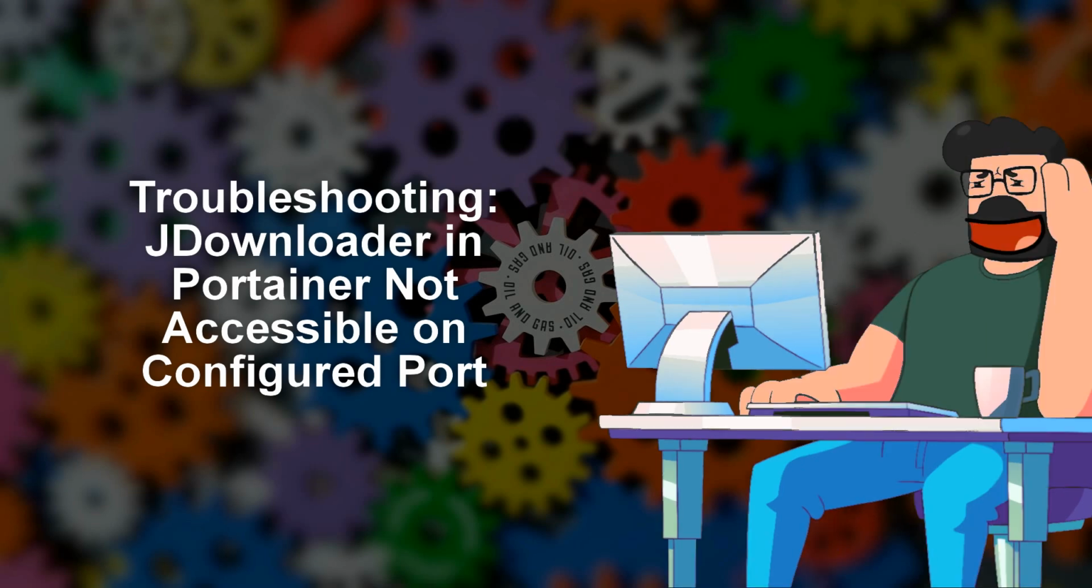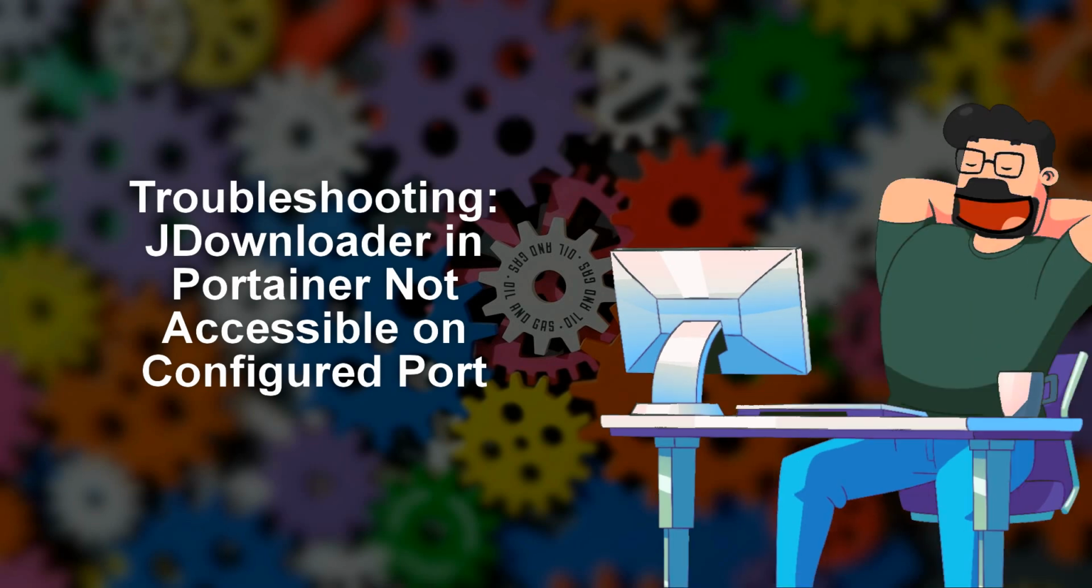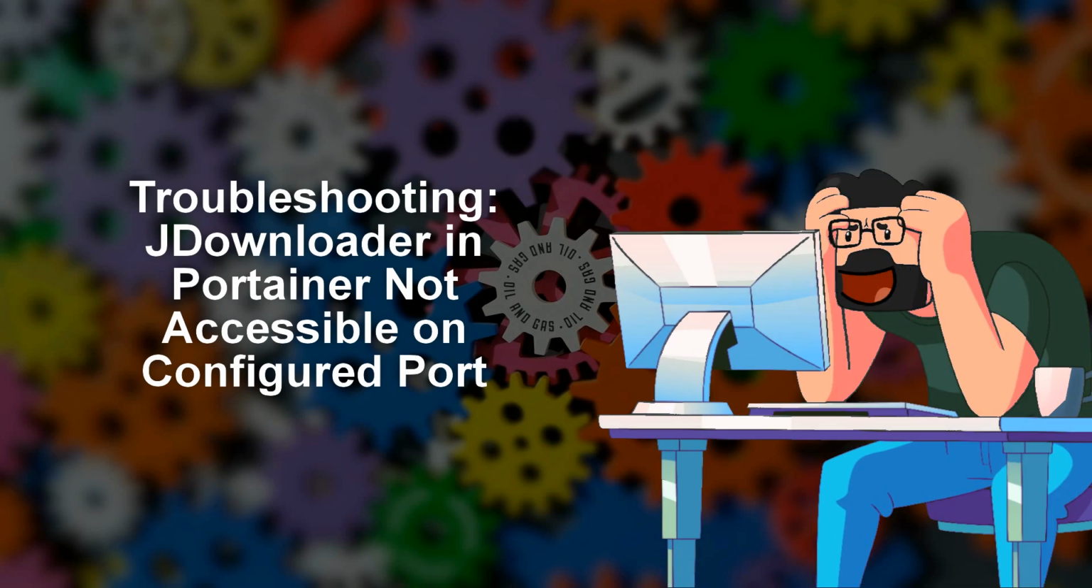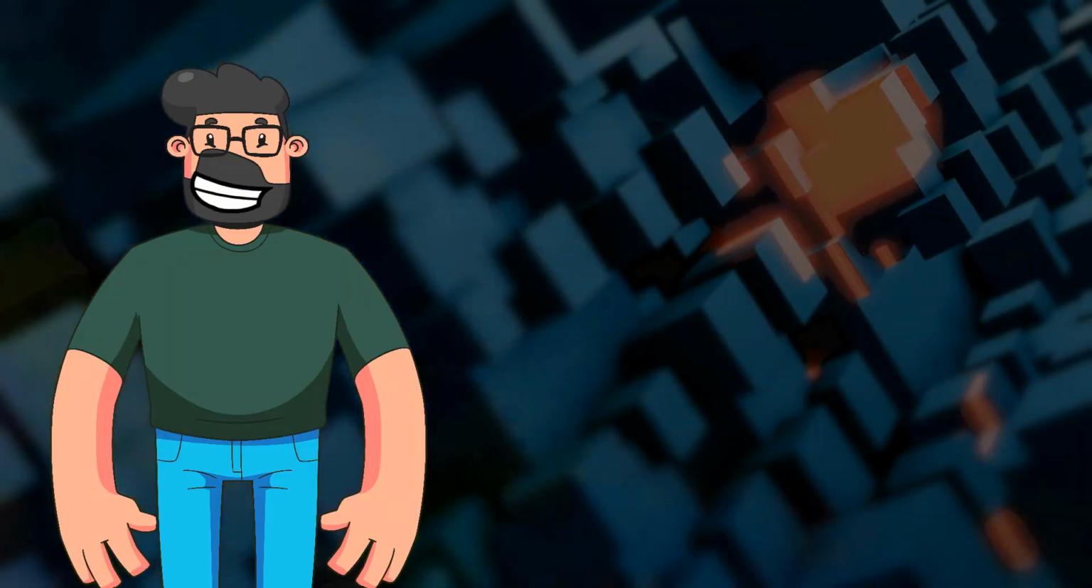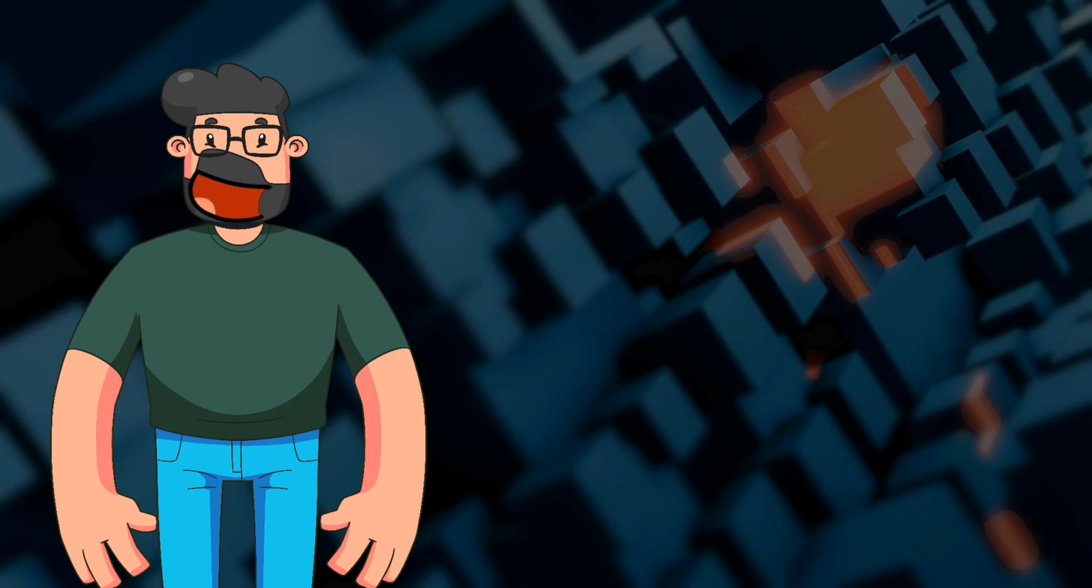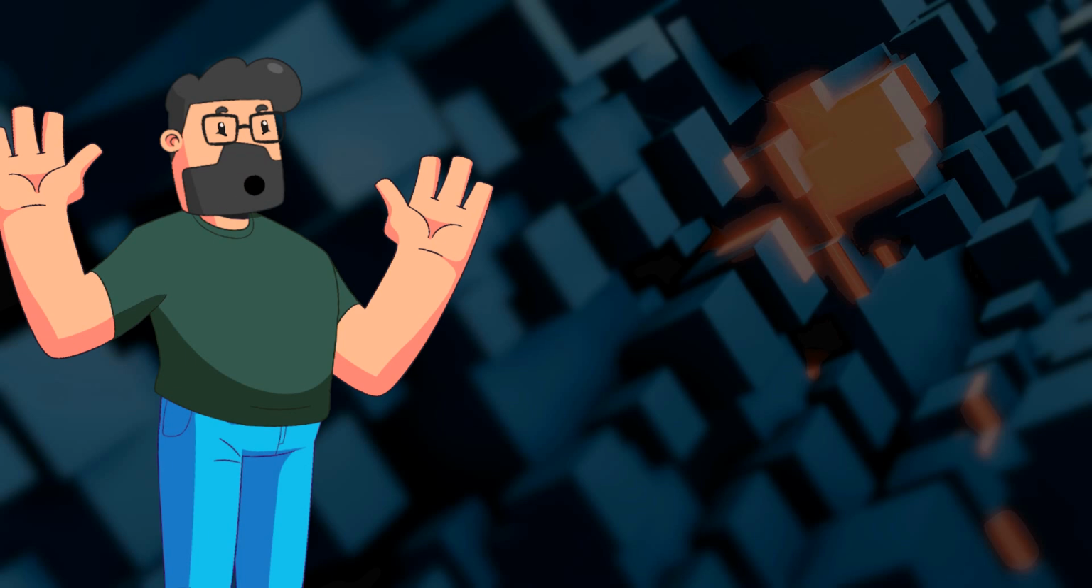By making this small adjustment, the container was up and running without any issues, allowing access via the browser on the specified port. I hope this video helps shed some light on troubleshooting container connectivity within Portainer. Remember, small configuration changes can make a big difference in the world of container orchestration.